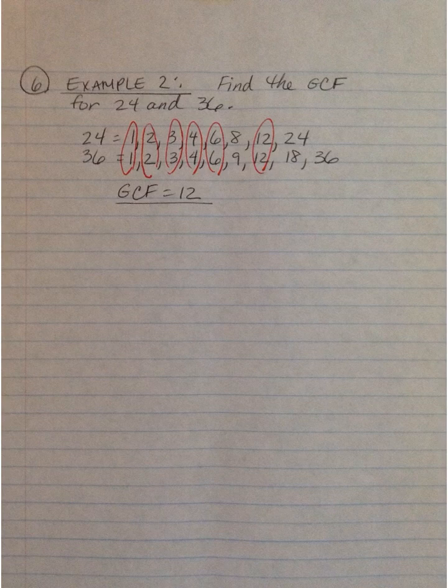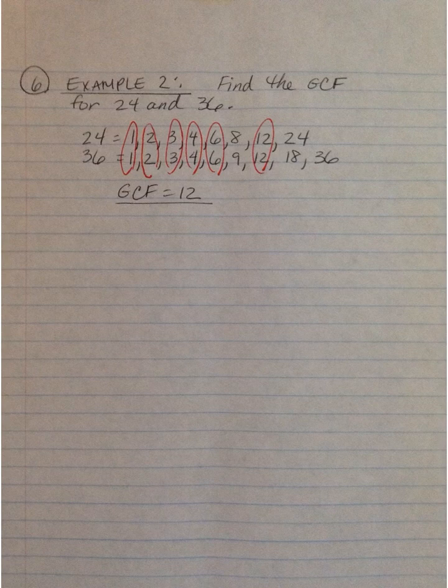You may not use 5 because nothing times 5 equals 24. You may use 6, but we already have it, so we're done. Looking at 36, it's 1 times 36, 2 times 18, 3 times 12, 4 times 9, and 6 times 6. Because it's 6 times 6, we only have to list the 6 one time because it's the same factor.